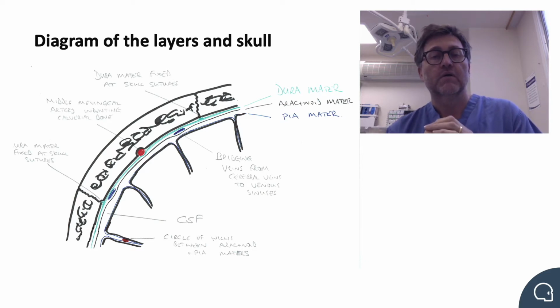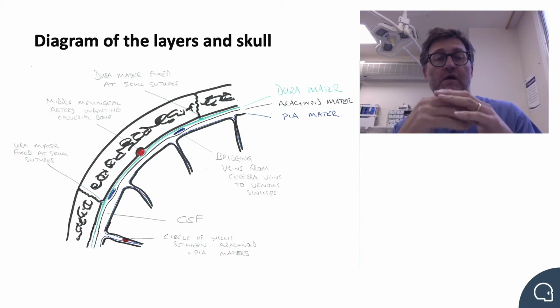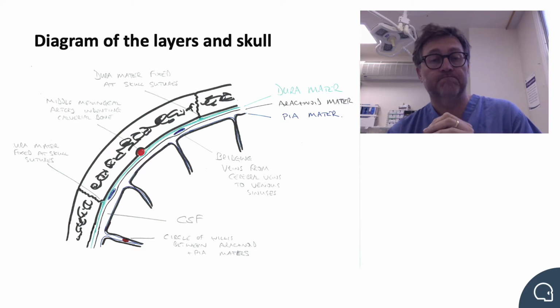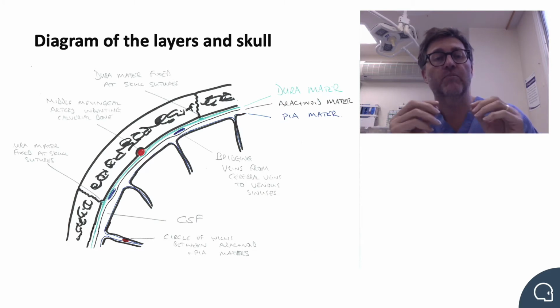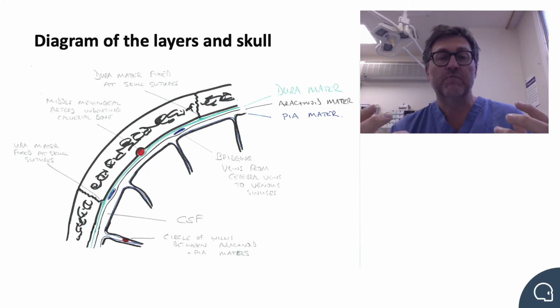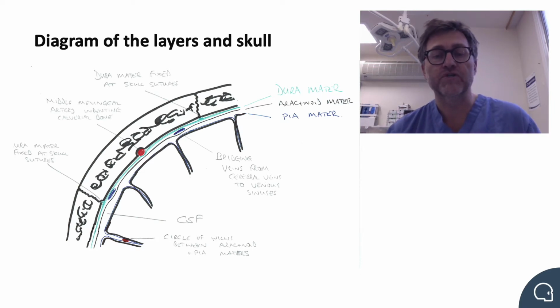So the middle meningeal artery sits on the outside of the dura mater, the circle of Willis sits within that space between the arachnoid mater and the pia mater. Also remember that the dura mater is fixed to the bones because it's essentially periosteum at the suture lines. Let's go on and see how you got on with different types.